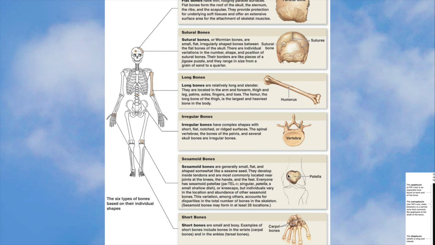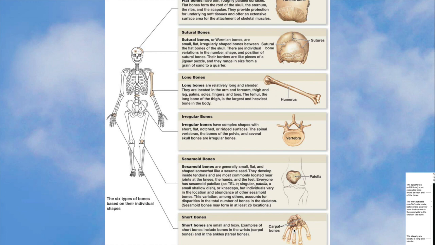Then the next type is sesamoid bones. Sesamoid bones are small and flat, and they develop inside tendons. One that we all have is the patella. And then the last shape is short bones. Short bones are cube-shaped, and we find them in the wrists and ankles.